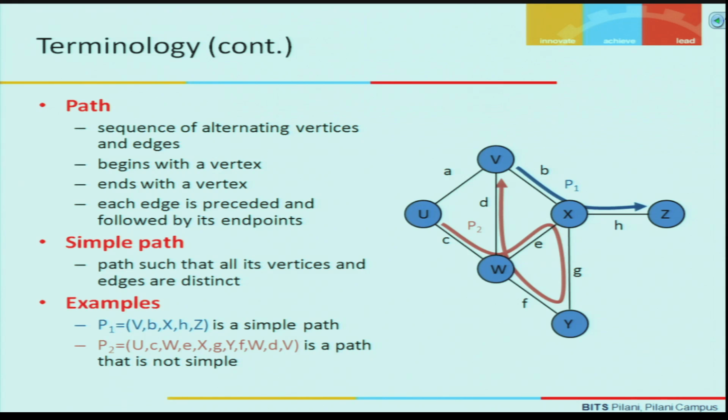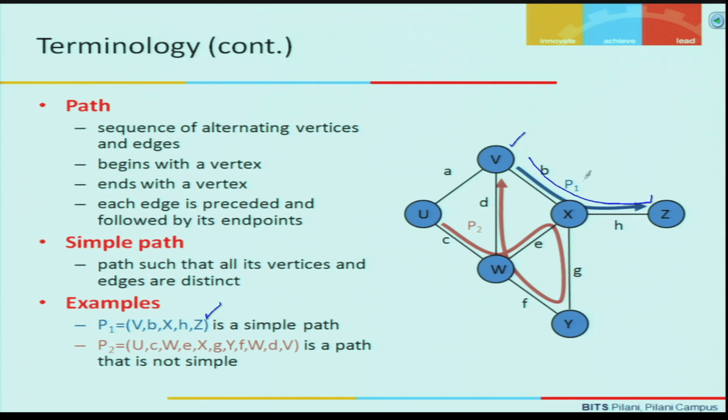We want to use a few more terminology. So, we are going to say a path is going to be a sequence of alternating vertices and edges, or sometimes we will only write sequences of vertices. So, a path, for example, in this graph is going to be like this. So, this is going to be a path which is an alternating sequence of vertices and edges. So, V, then you take via B go to X, via H go to Z. So, this particular P1 is represented by this path.